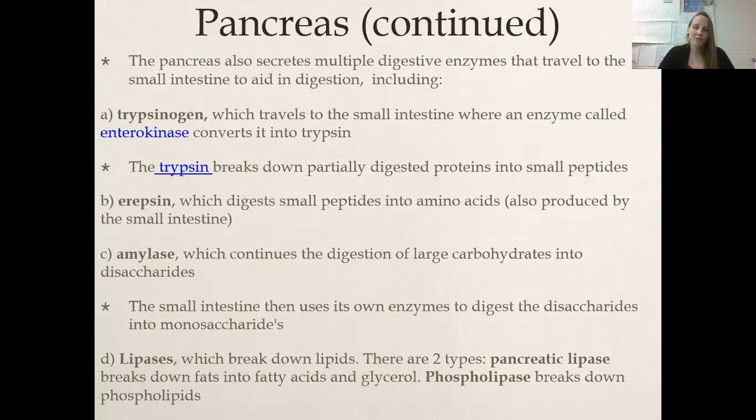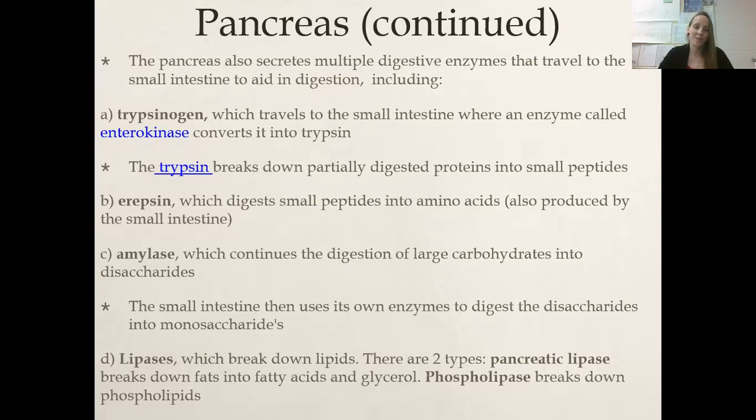The pancreas also secretes a bunch of different digestive enzymes which travel to the small intestine. There's trypsinogen, which travels to the small intestine, where enterokinase converts it into trypsin. So trypsinogen becomes trypsin, and then the trypsin breaks down partially digested proteins into smaller peptides. Then you have erepsin, which takes those small peptides and breaks them down into amino acids.